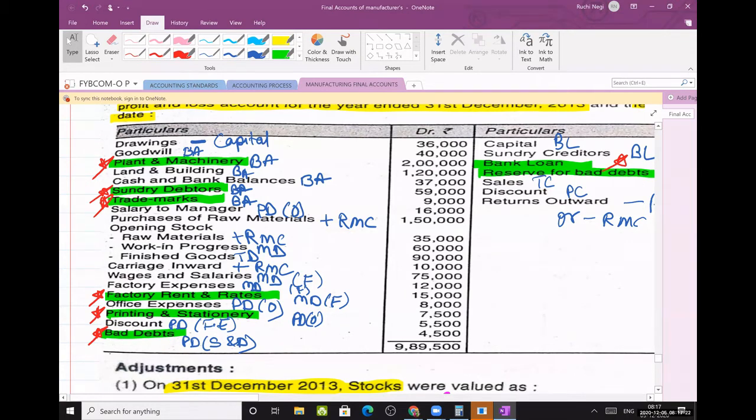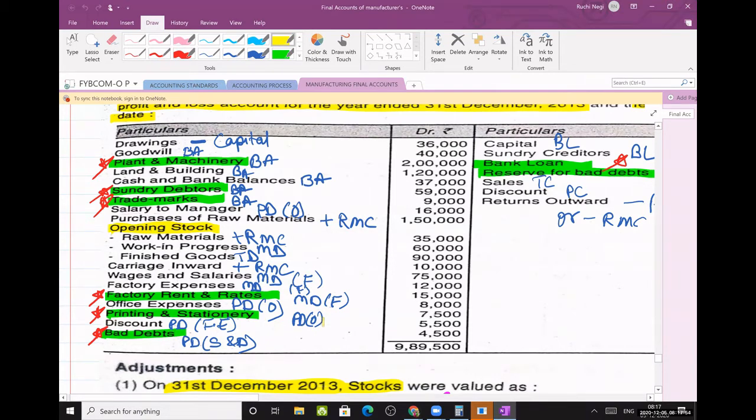Opening stock of WIP, manufacturing debit. Opening stock of finished goods, trading debit. Carriage inward, add to raw material consumed. Wages and salaries, manufacturing debit under the heading factory. Factory expenses, manufacturing debit under the heading factory. Factory rent and rates, manufacturing debit under the heading factory. Office expense, P&L debit under the heading office. Printing and stationery, P&L debit under the heading office.